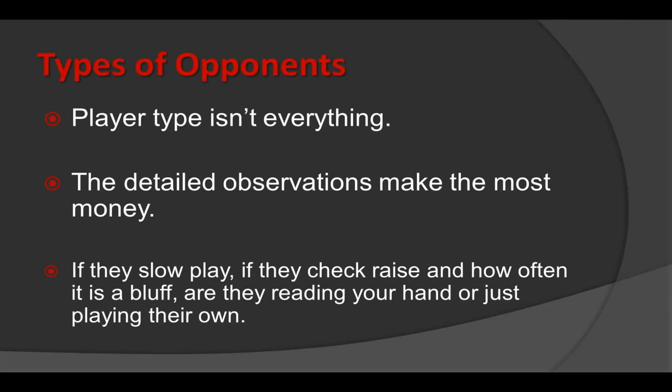Alright, before I go over the types of opponents, I want to make sure that I'm clear. These are general classifications, and they're really only a starting point. So, with that being said, player type isn't everything. The detailed observations make the most money. What I mean by that is, saying somebody's weak tight is great, but if you take notes on the hand that led you to believe that, it's going to be much more helpful.